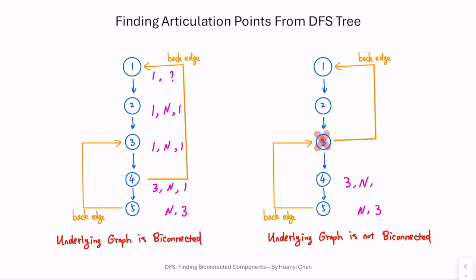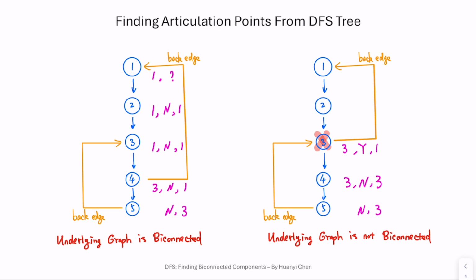But in this case, the earliest node that node 4 can reach is node 3. Again, this finding is propagated to node 3, because in this case, the earliest node that can be reached by node 4 is not earlier than node 3. So node 3 is an articulation point. And later we will find that node 3 can reach node 1.